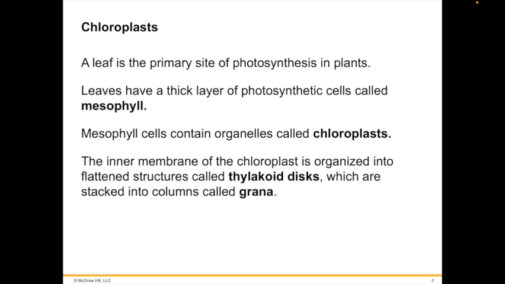These are stacked in columns called grana, and this forms 3 compartments: the thylakoid membrane itself, the spaces inside and outside this membrane. The thylakoid membrane contains the enzymatic machinery to make ATP, and chlorophyll and other photosynthetic pigments that capture light energy.